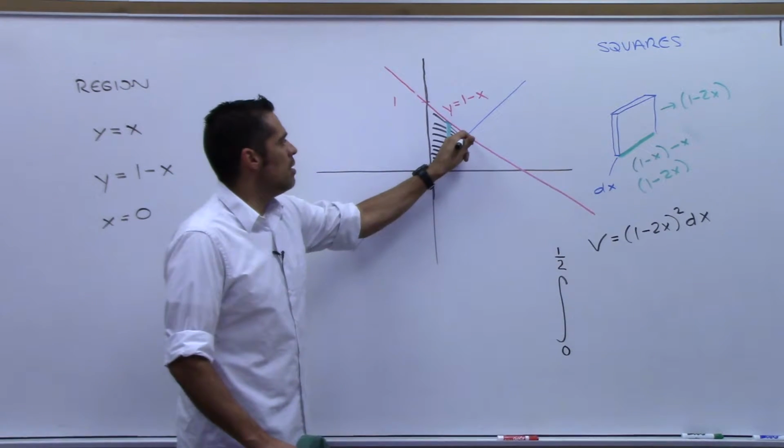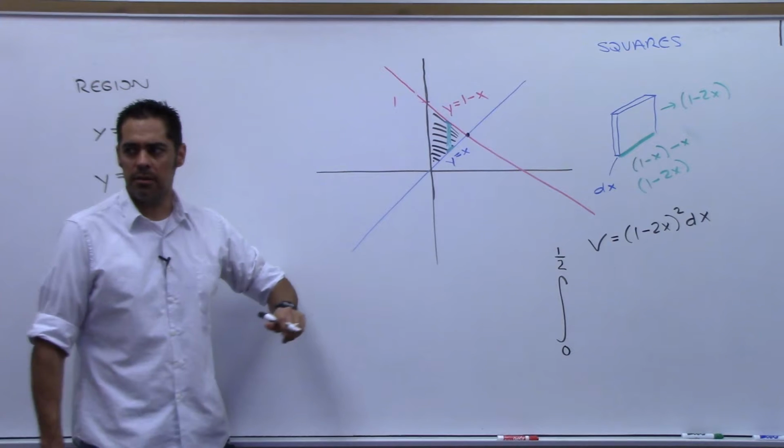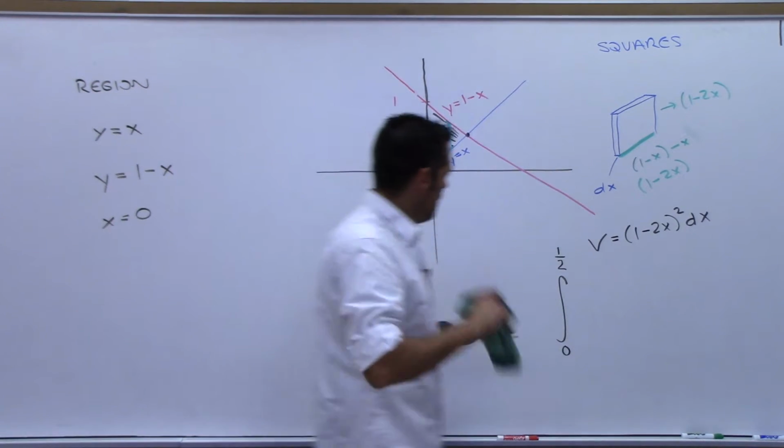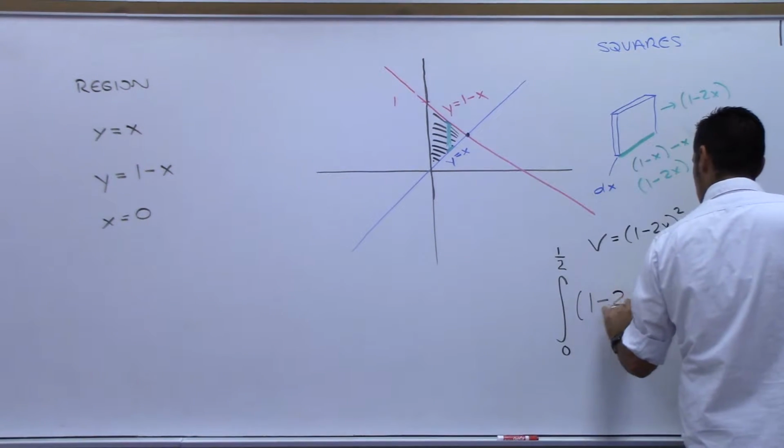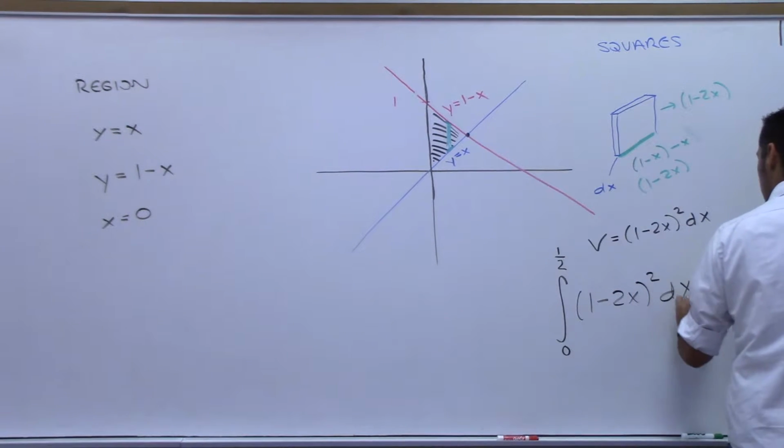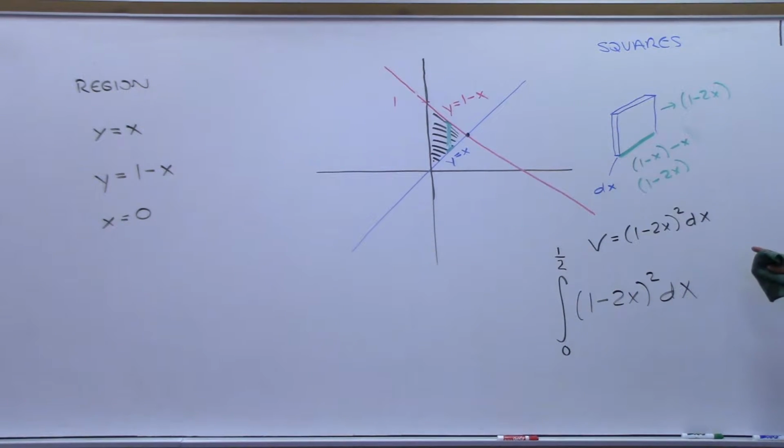You would have to find that point of intersection, wouldn't you? Yes. Okay. You could set the two equal to each other. And then the integral of 1 minus 2x squared dx. That would be the answer. Do you all understand that? No questions? You sure? Okay.